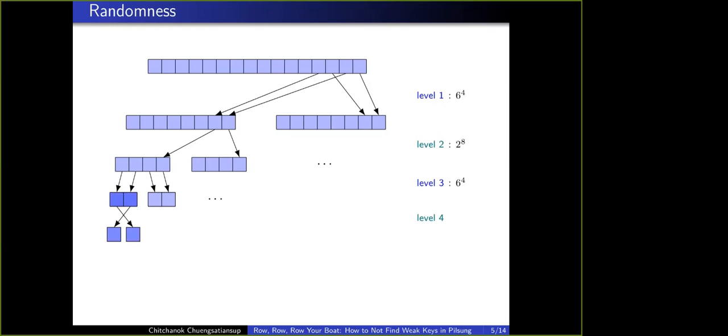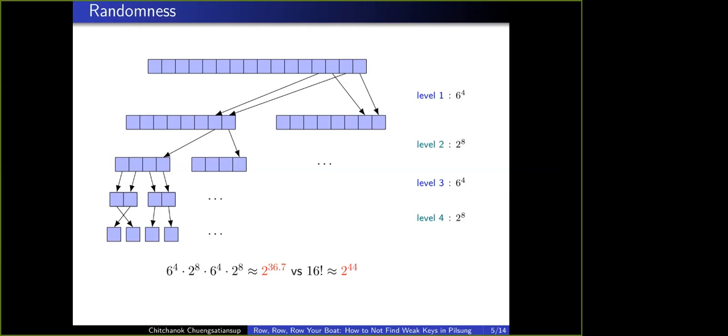Finally, at level 4, the last level of shuffling, it again uses a similar approach as level 2. It looks at 2 consecutive bytes at the same time, using 1 bit to determine whether to swap them around or not swap them. Therefore, at this level, there are again 2 to the power of 8 possible permutations. And if we put everything together, we can see that Pilsung produces 2 to the power of 36.7 possible permutations.